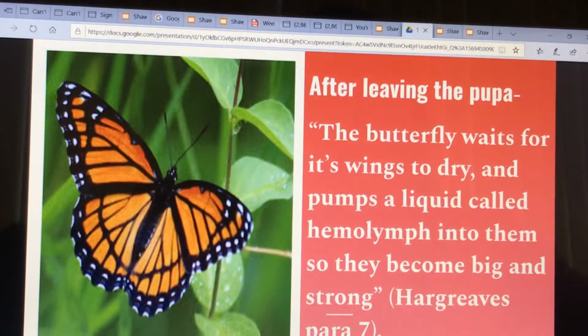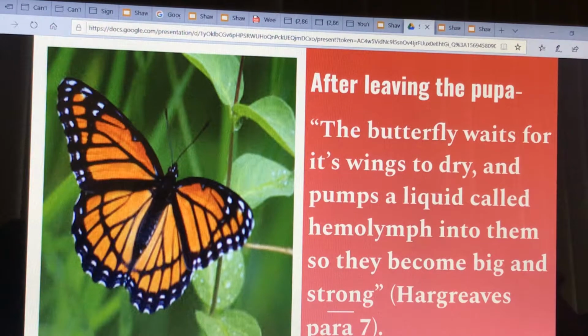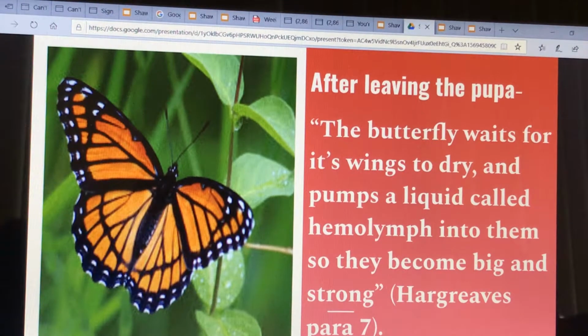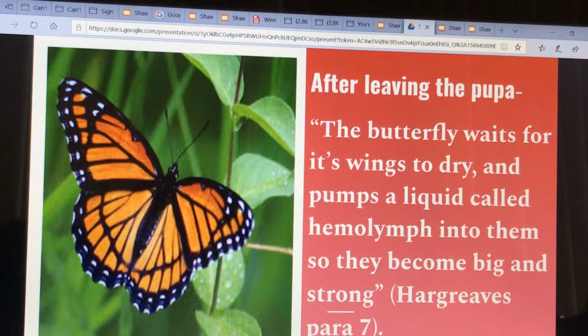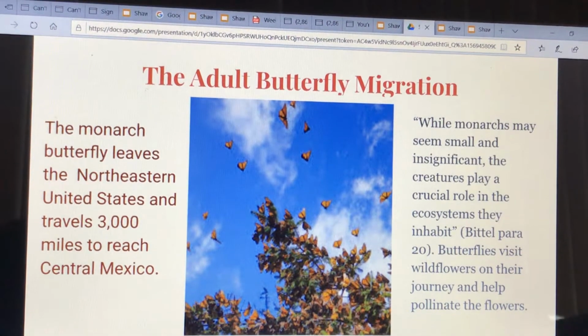So an adult butterfly, when it comes out of the pupa, its wings are really wet and crinkled up. And in order to get those wings to open up so that they'll dry and so that the butterfly can then fly, they pump this liquid called hemolymph. And so as soon as the butterfly comes out of the pupa, it pumps this liquid into its wings. The wings expand open, they dry, and voila, it flies away.